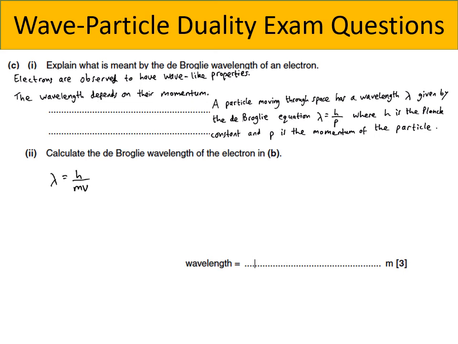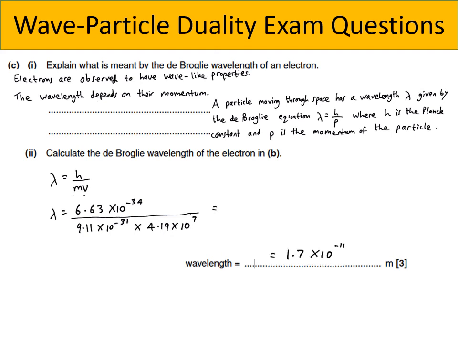We know that the de Broglie wavelength is given by the equation h divided by mv, and so we can plug in our numbers. The de Broglie wavelength is equal to 6.63 times 10 to the power minus 34 divided by 9.11 times 10 to the power minus 31, multiplied by something that we obtained earlier, which was the speed of the electron, 4.19 times 10 to the power 7. Okay, and that gives us a value for the wavelength of 1.7 times 10 to the power minus 11 meters.